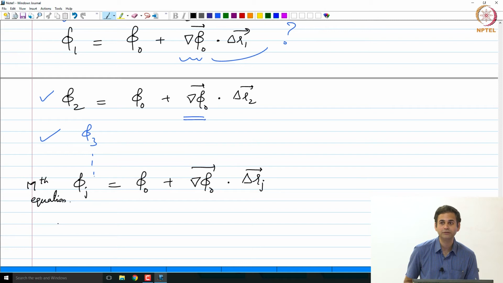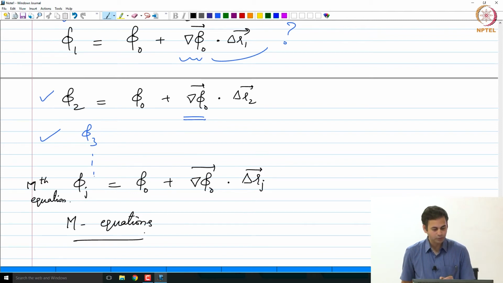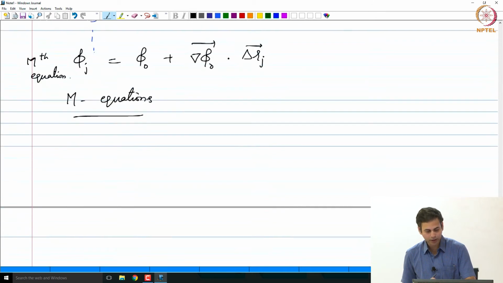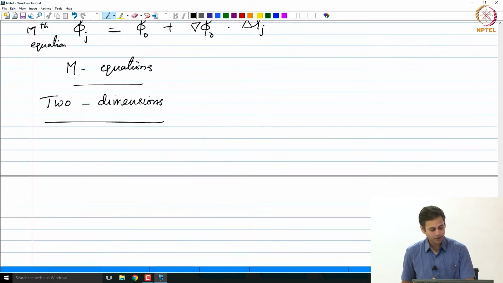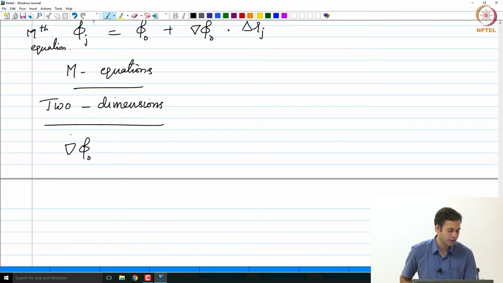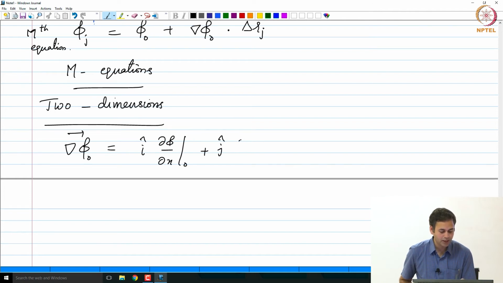How many equations do I have? M equations, okay. I have m equations, all right. Now, let us say I consider a 2-dimensional situation, where we are calculating the gradients in 2 dimensions. Then what is my grad phi 0? What is the definition for grad phi 0? I hat partial phi partial x at 0 plus j hat partial phi partial y at 0, right.